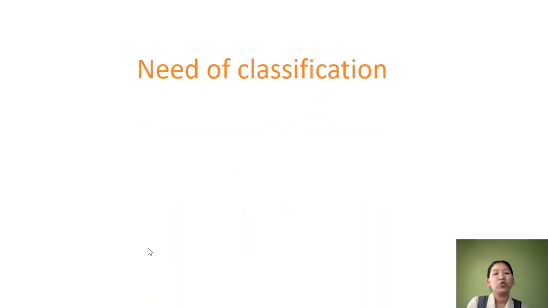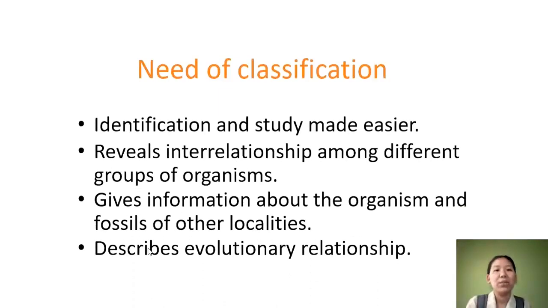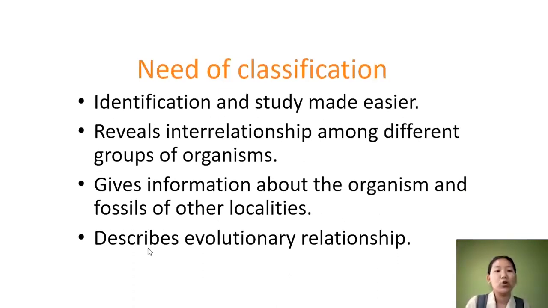Now, why do we need to classify? As already discussed, to make the study of the organism easier and better, and also for identification. Whenever we talk about any organism, it's very important that we describe them. The description of an organism, we call it identification, so that we can link the name with a particular organism.